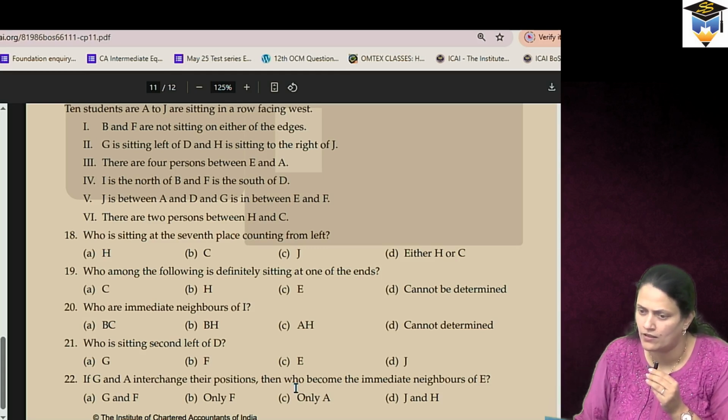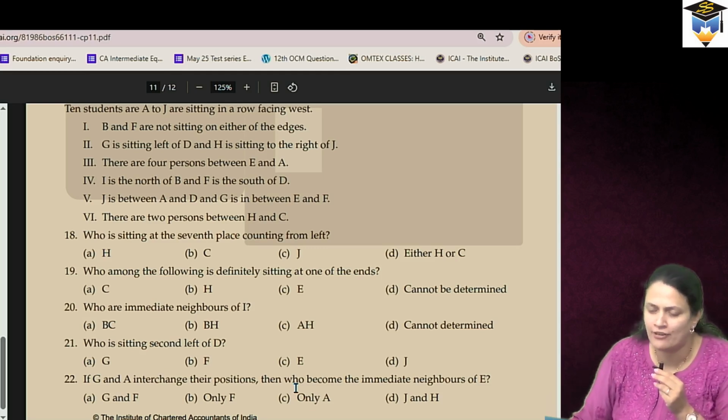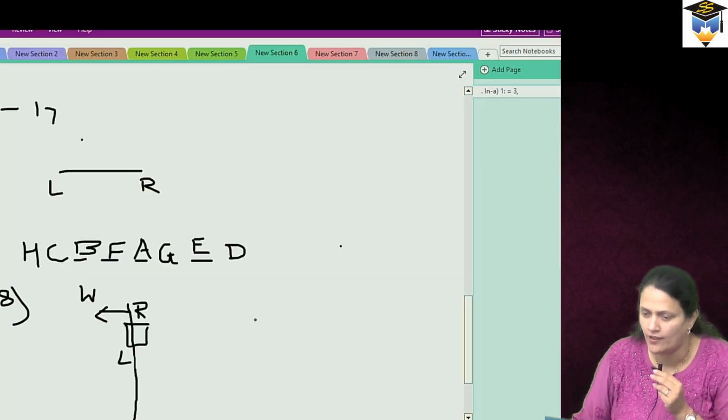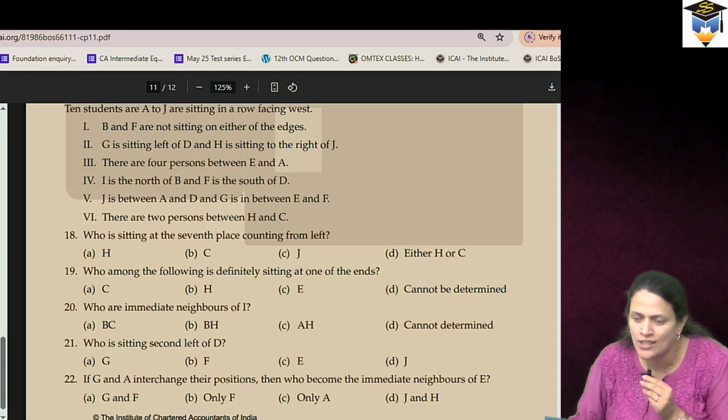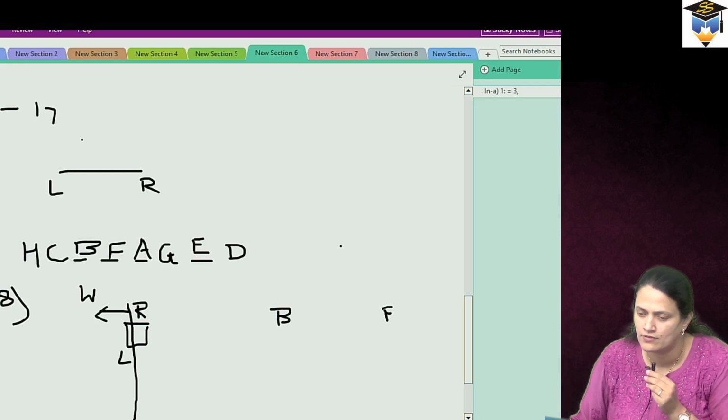Okay, so 10. B and F are not sitting on either of the edges. So I'll place B over here and let's say F over here. Then next, G is sitting to the left of D and H is sitting to the right of J.